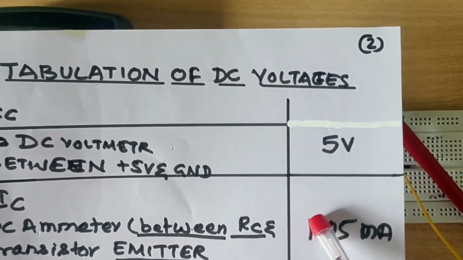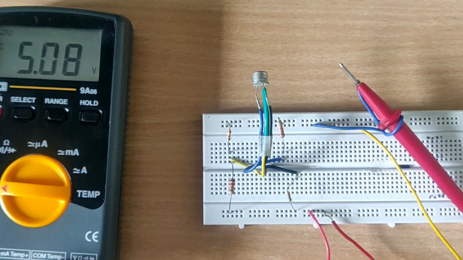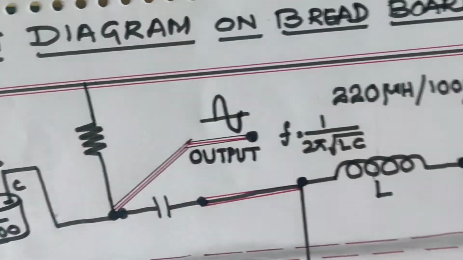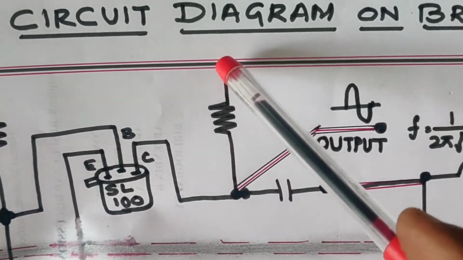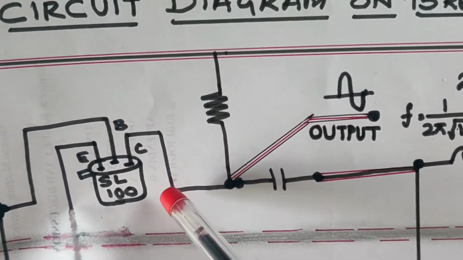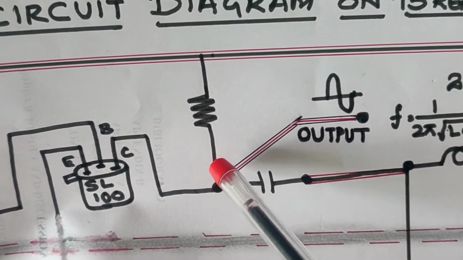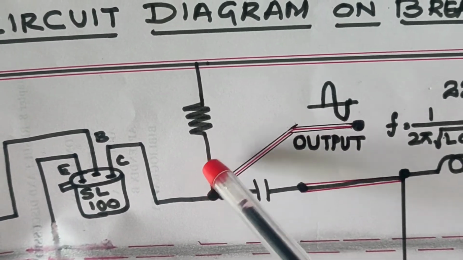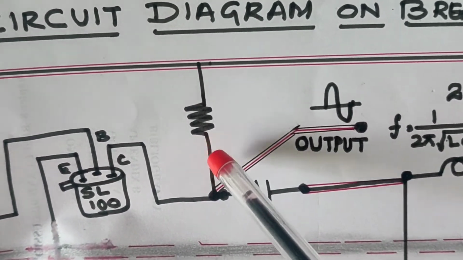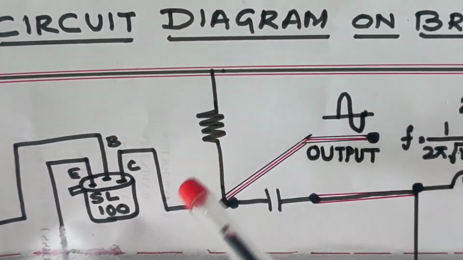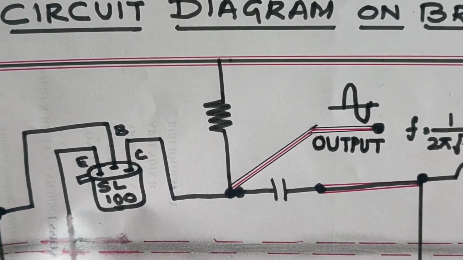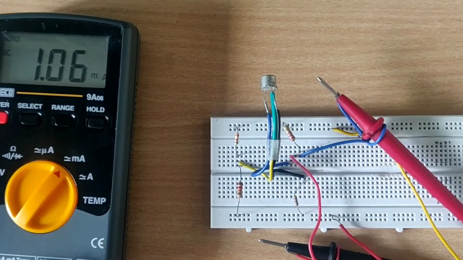Okay, what I have to do, because in this circuit diagram, it is directly connected to the collector. So the current passing through this collector circuit, I have to break this resistor temporarily. In between I have to connect a milliammeter and it will show the DC current.